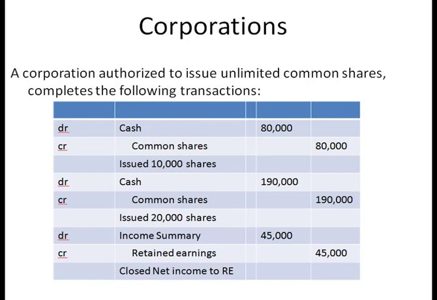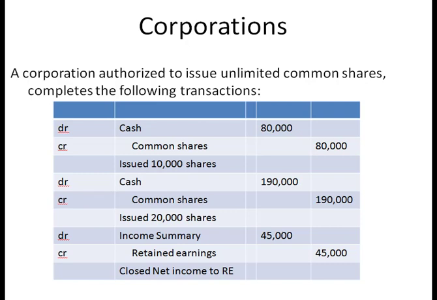We're debiting cash and crediting common shares for $80,000 in the first transaction and issuing 10,000 shares to shareholders. In our second transaction, we're debiting cash and crediting common shares for $190,000 and issuing 20,000 shares to shareholders. So at this point, we've issued a total of 30,000 common shares, and our balance in the common share account is $80,000 plus $190,000, or $270,000.